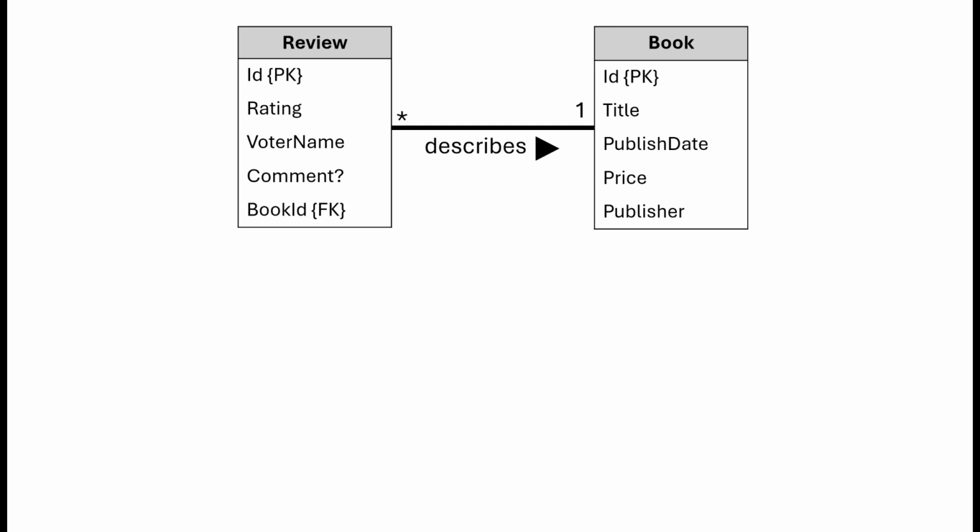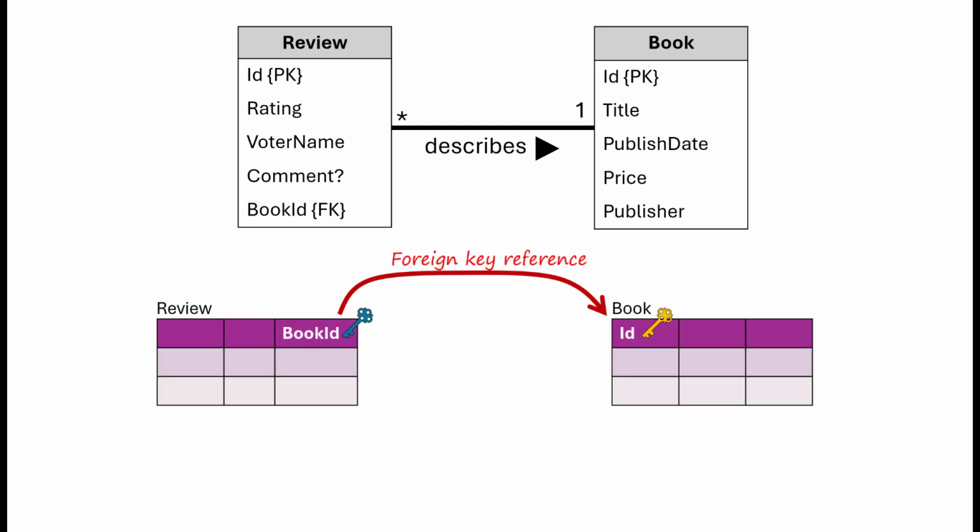Okay, so back at the topic at hand. Again, we use the parent-child terminology. The book is still the parent, and the review is the child in this situation. In a relational database, this relationship is handled by copying the primary key of the parent into the child. The attribute is then a foreign key from the child to the parent, or from review to book.